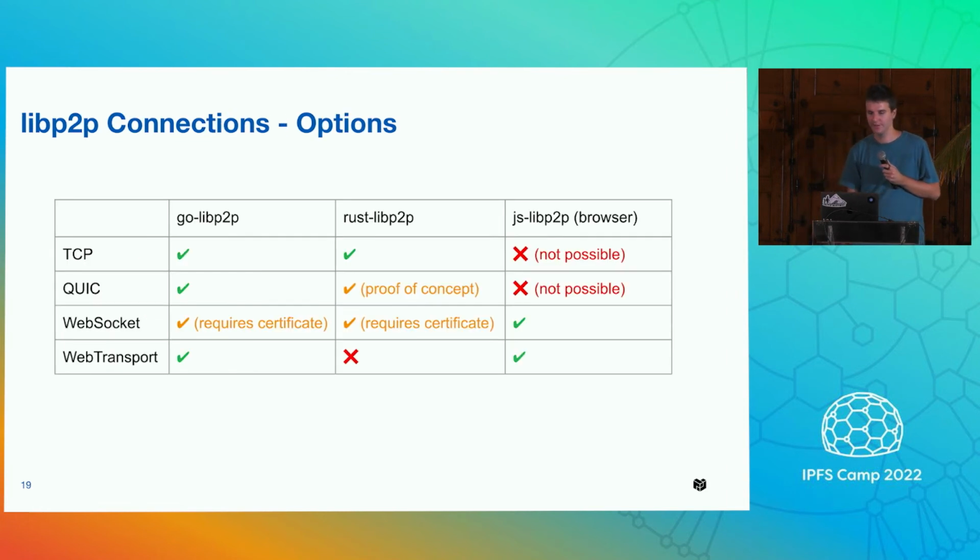Okay, to summarize, WebTransport: we shipped it in go-libp2p. It works. We can connect any browser node to a go-libp2p node. In Rust, it's currently not yet possible because there's no WebTransport implementation in Rust that's integrated into rust-libp2p yet.